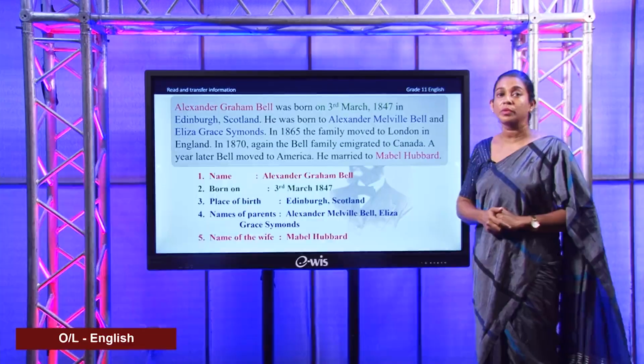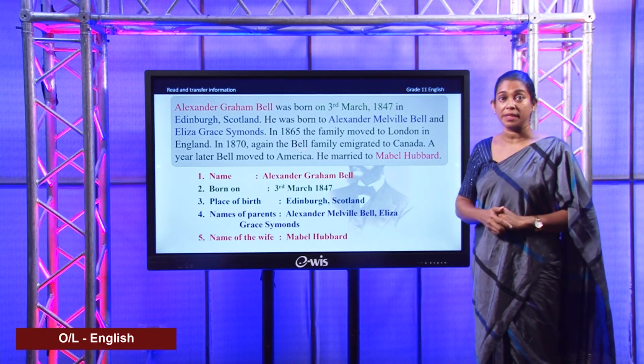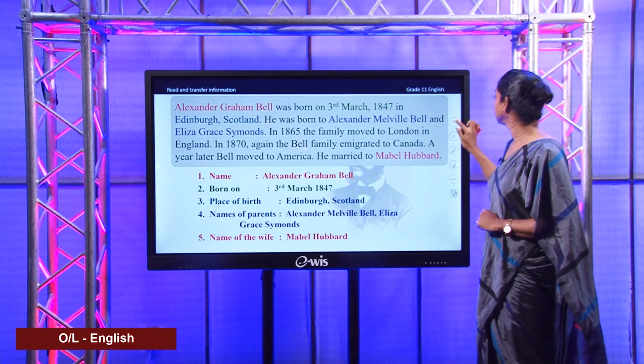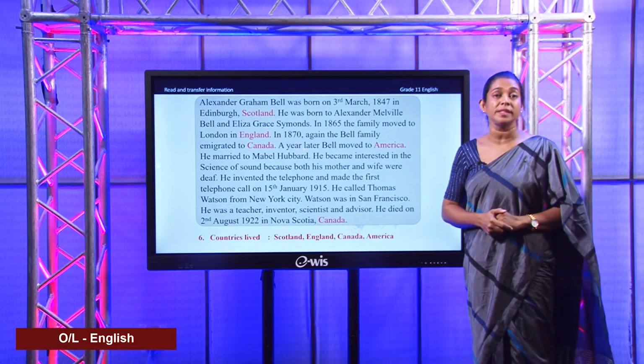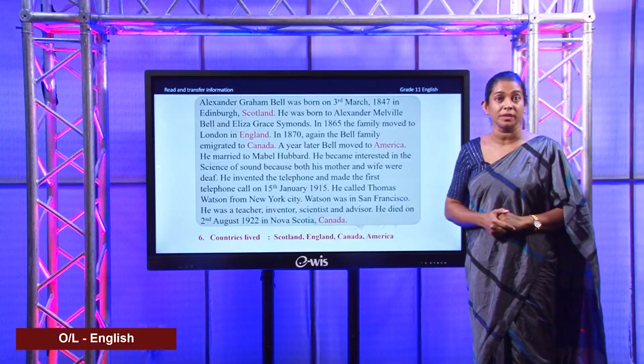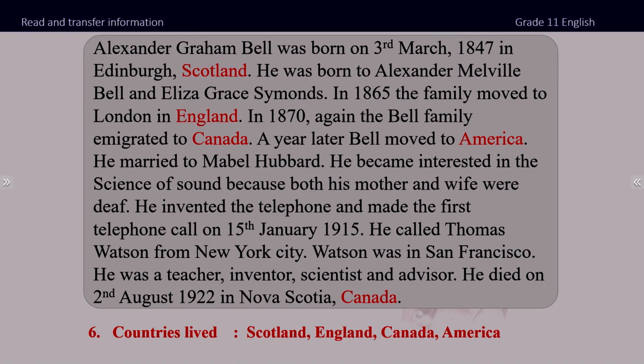Now let's go to the second part of the activity. Now here we are going to find the countries Alexander Graham Bell lived in. As you all can see, the countries are highlighted for your convenience. You can easily find the countries from the passage. First, he was born in Scotland, that is one country.